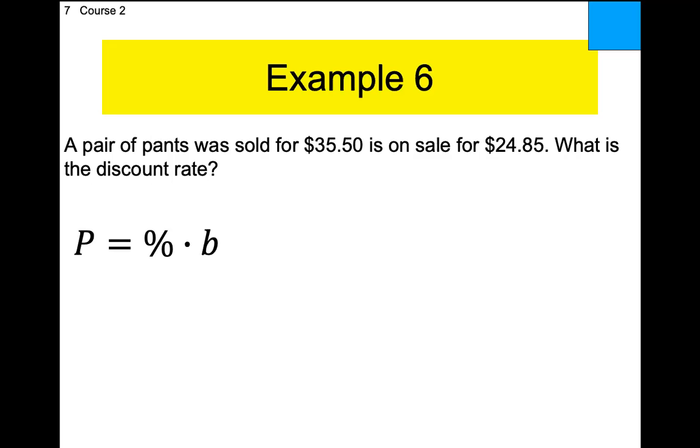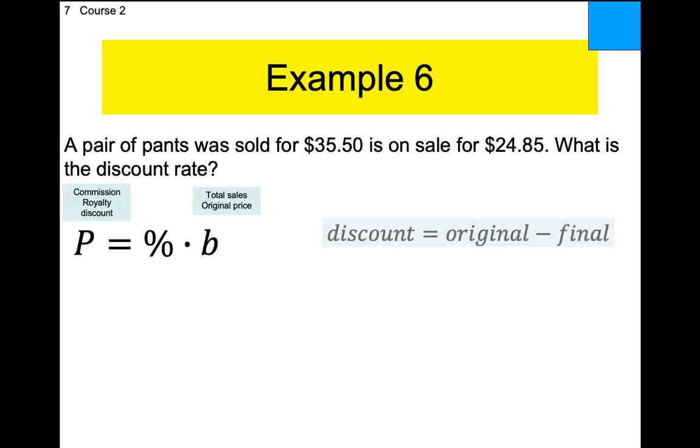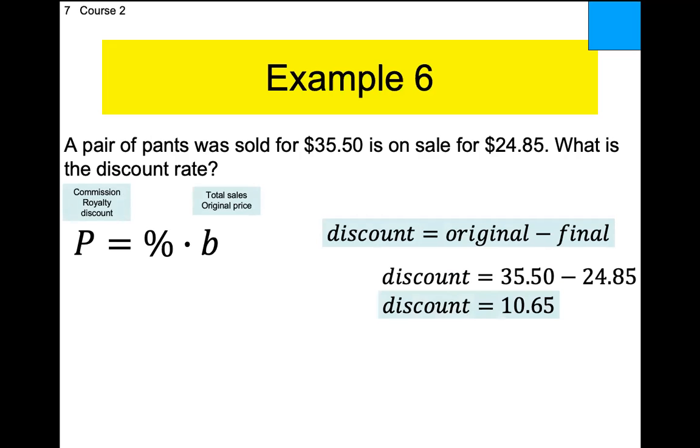Angie says $6.50. It's 10.65. Now remember, we find the discount, that's the P, by taking the original price and the sales price and subtracting the two. So if we subtract those two, we get the P, and you'd say it was 10.65. So that's my P. I don't know my V, but I do know the original price was $35.50.